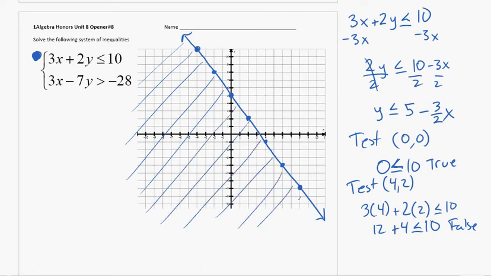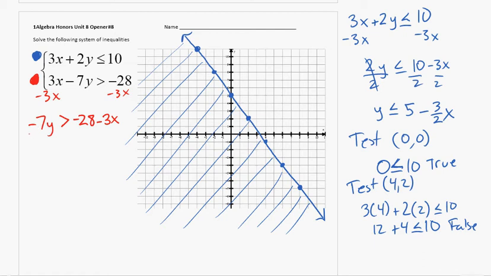Okay, so that's all the places where that first inequality is true, anywhere that's shaded in the blue. Now I'll handle the second inequality. And again, I'm going to try to get that y by itself. So I have negative 7y is greater than negative 28 minus 3x.